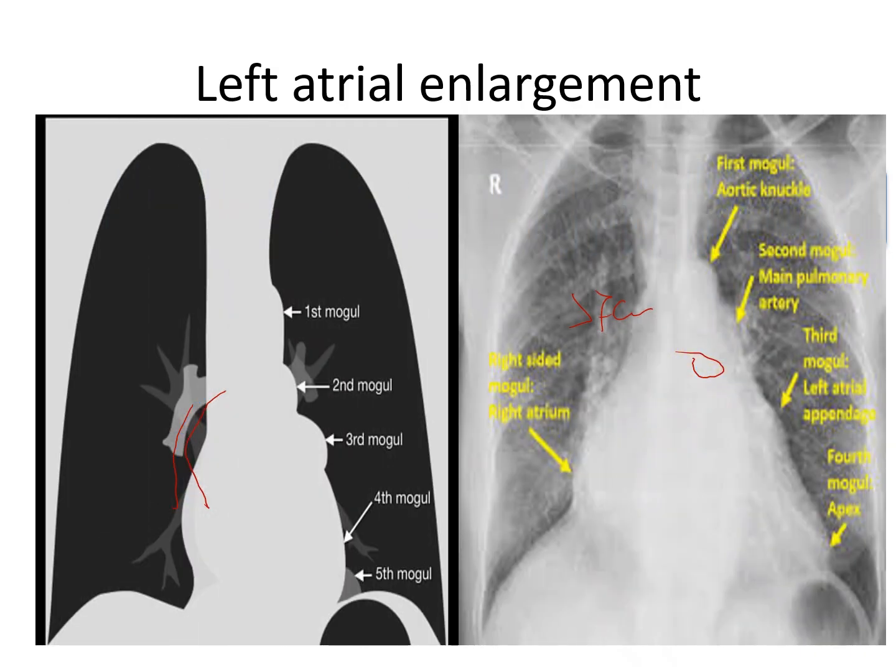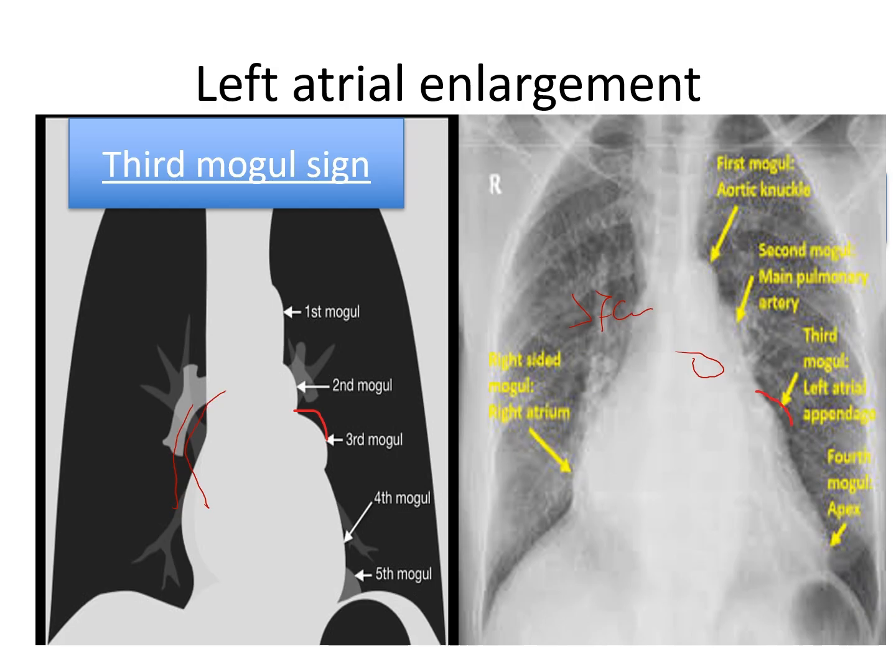Another one is the convex left atrial appendage. We can see in this image that this is convex, and it is called the third mogul sign. Normally this is not prominent in a normal chest X-ray, or without pulmonary hypertension or enlargement of the left atrium. If there is enlargement of the left atrium, this bulge is seen, and this is called the third mogul sign.